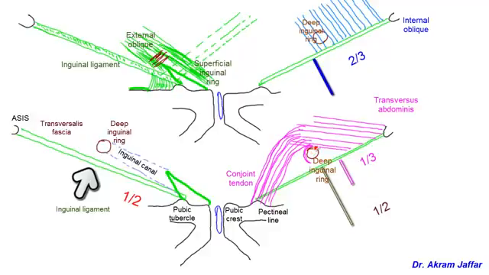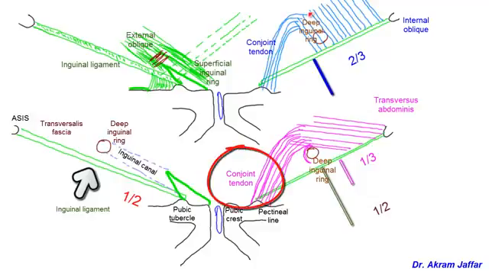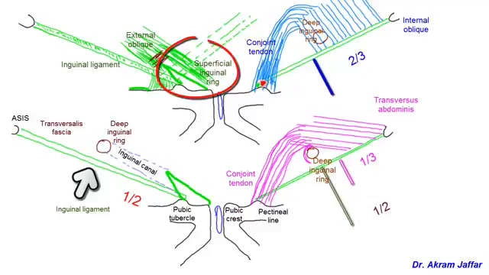does not contribute a sheath to the structures that pass through the deep inguinal ring. Like the transversus abdominis, the lowermost fibers of the internal oblique muscle curve as well, and they constitute the other part of the conjoint tendon. These curving lower fibers are attached to the pectineal line of the pubis and to the pubic crest. Now I'm going to project the superficial inguinal ring again.